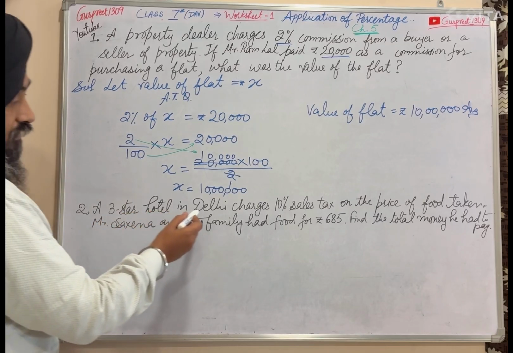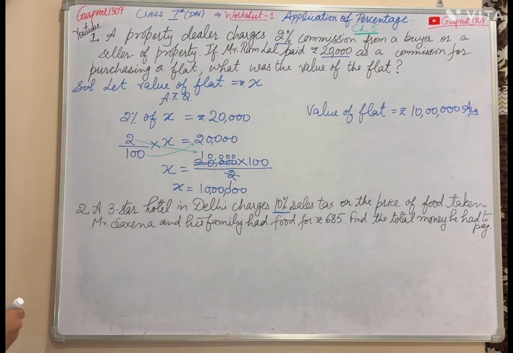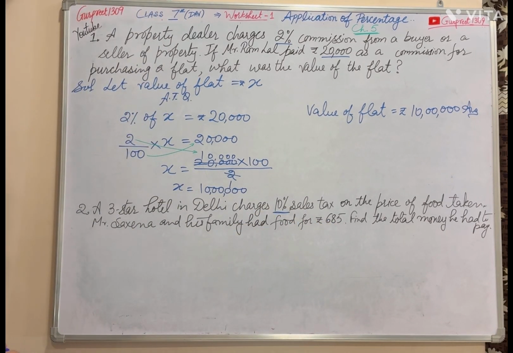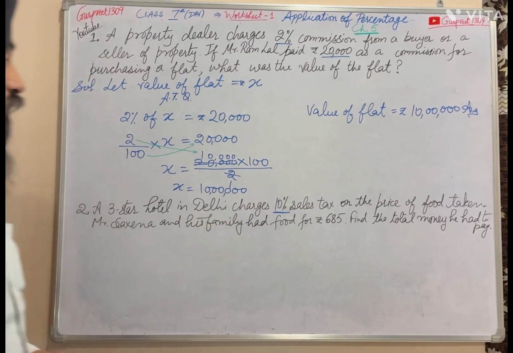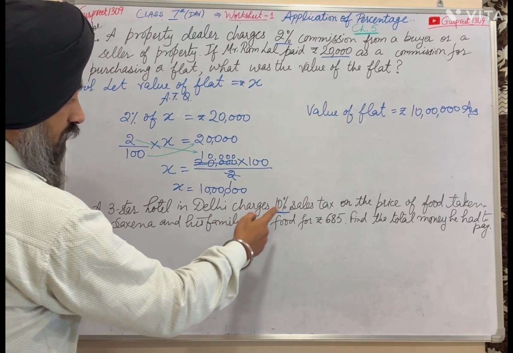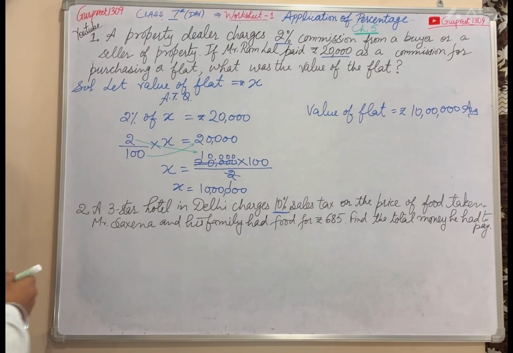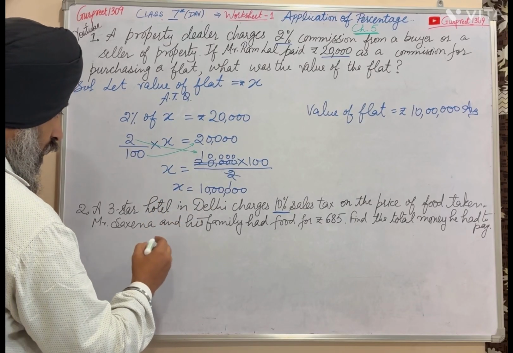A hotel charges 10% sales tax on the food taken. So Mr. Saxena's family has spent 685 on the food. How much total money has to be paid? 10% sales tax on food taken. This is the food taken, right? So let's find first of all how much the tax is: 10% of 685.